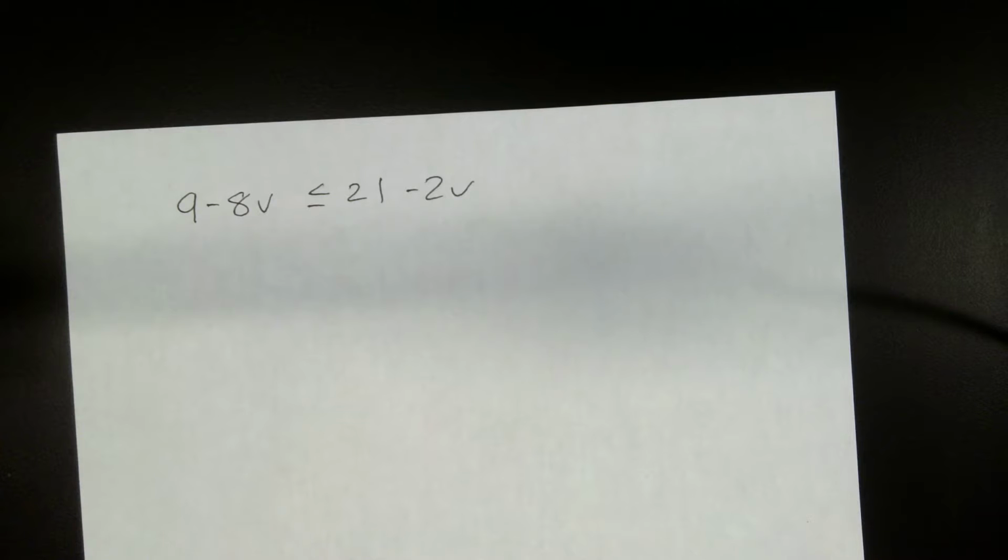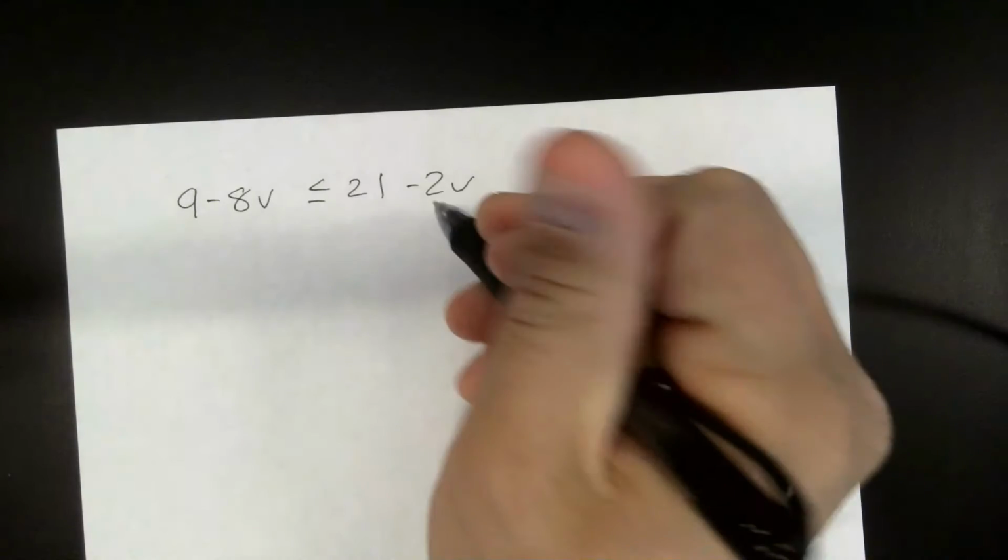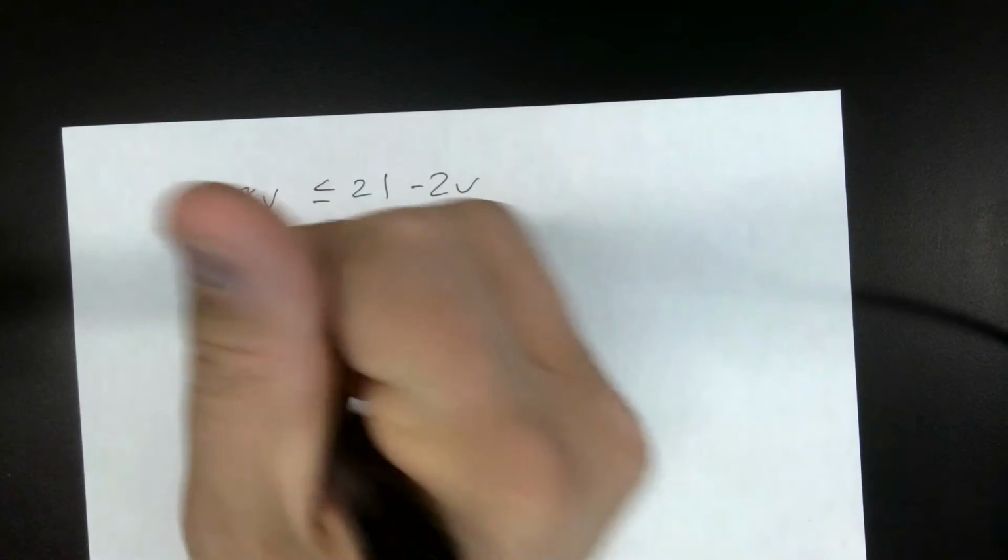How would I go about solving this? Can someone raise their hand and tell me how I'd solve this? Dre, give me an idea. Probably have to get like the V's together. Okay, so if you have V's on both sides of an equal sign or an inequality, whatever it is, you have to get the V's on the same side. So Dre, how do I do that? You're going to add 2V. Okay, so we're going to add 2V to both sides.